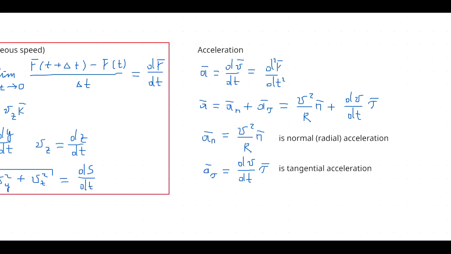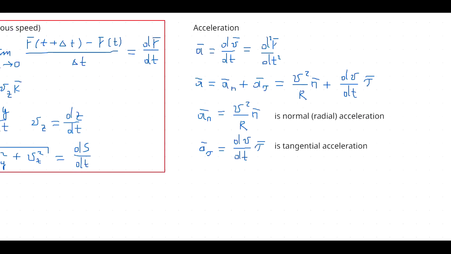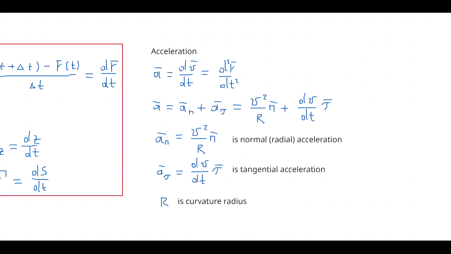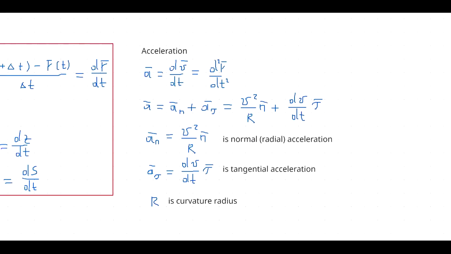And what is R? R is curvature radius. And what is n or tau?